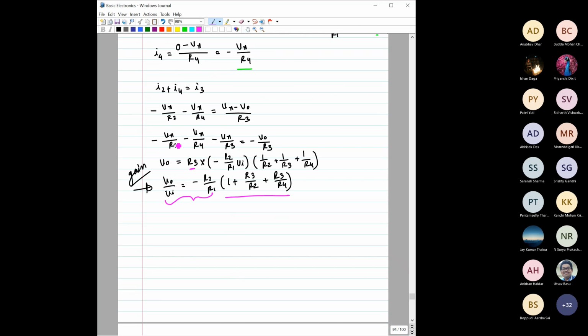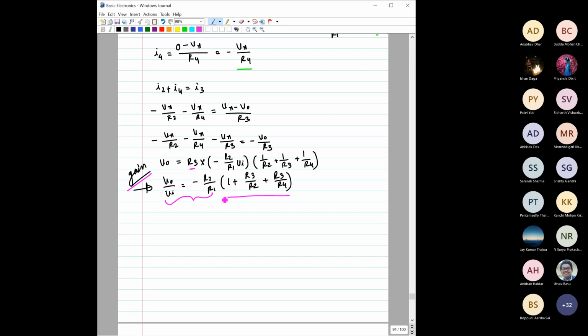So here our first goal is achieved. The first goal was to find the closed loop gain, and we have found it. If we now compare this closed loop gain with the previous inverting amplifier gain, then we can see that for the previous case, the gain was only minus R2 by R1, but here, along with minus R2 by R1, we have these additional terms, right?